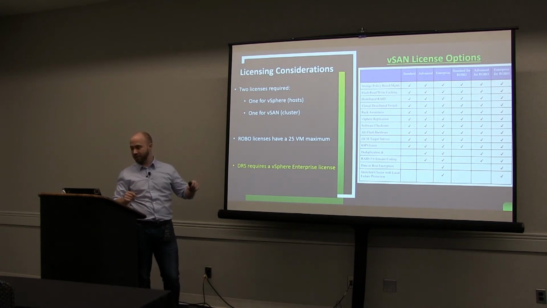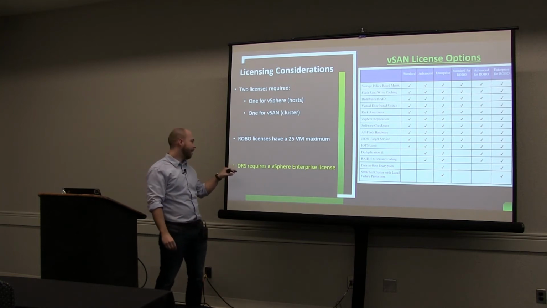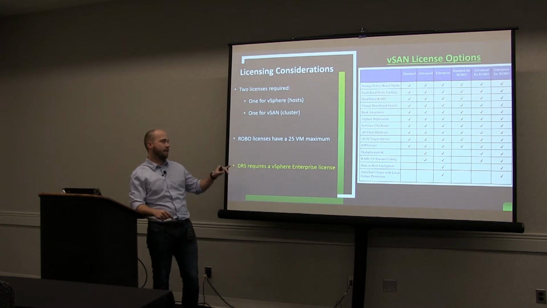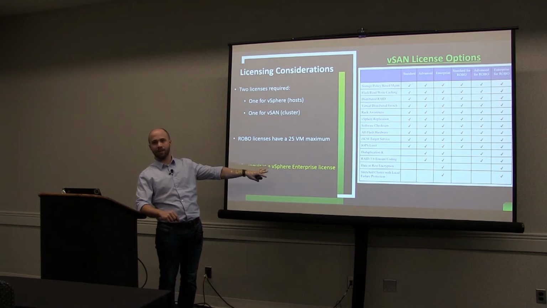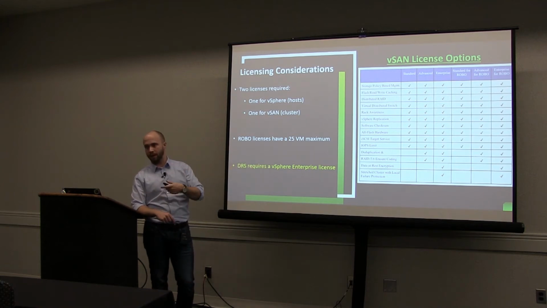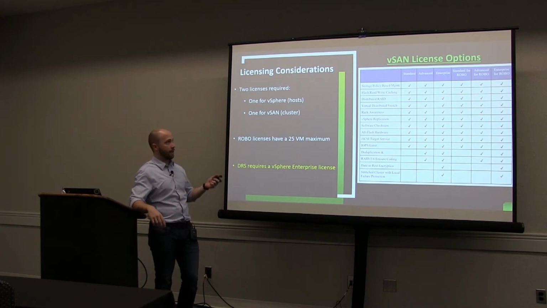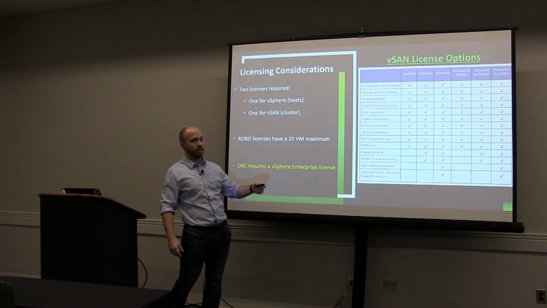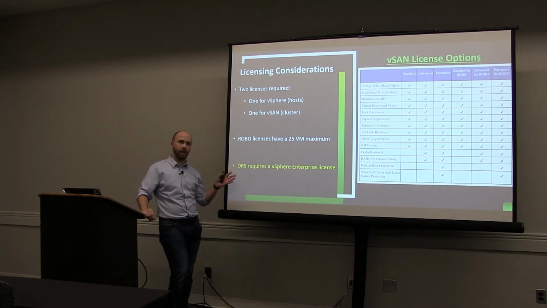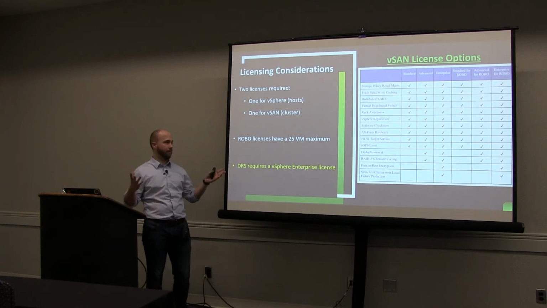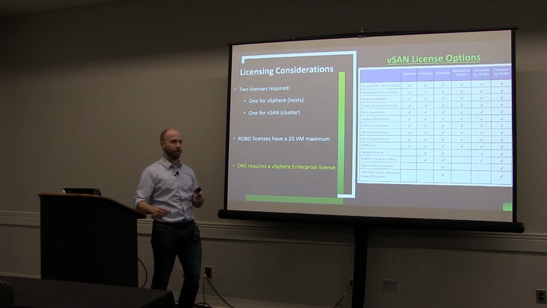Now this actually changed a little bit today. Before this morning, if you wanted to use DRS, it required a vSphere Enterprise license. Notice that is not a ROBO license. However, they just announced this morning that 6.7U2 is going to be out shortly, and they also announced a ROBO Enterprise license, and that's a vSphere ROBO Enterprise license. That does include DRS, and it's presumably cheaper than a full vSphere Enterprise license, but I don't know what that looks like.